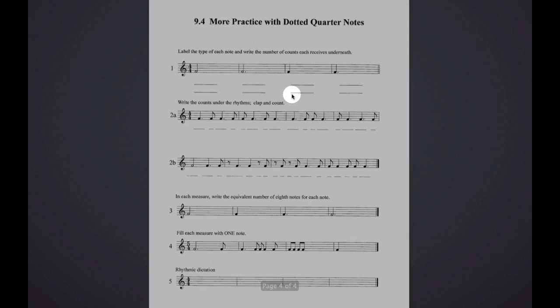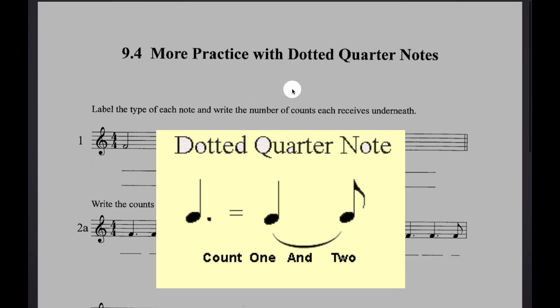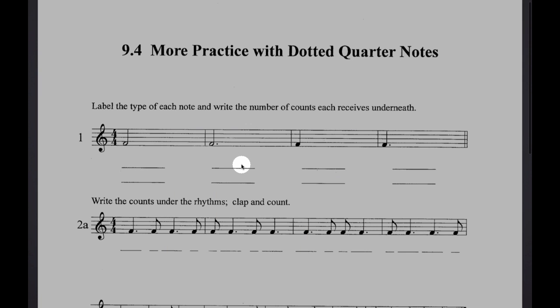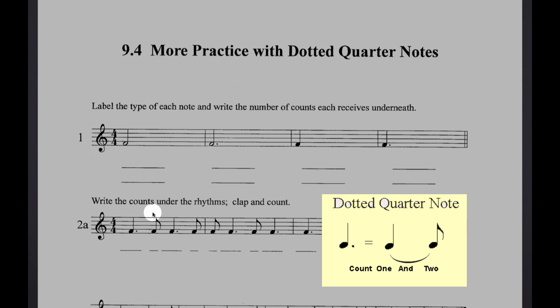All right. Lastly, more practice with dotted quarter notes. Label the type of each note and write the number of counts it receives. This is a half note, it receives 2 beats. This is a dotted half note, it receives 3 beats. This is a quarter note, it receives 1 beat. This is a dotted quarter note, it receives 1.5 beats.